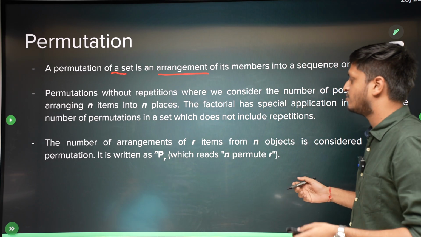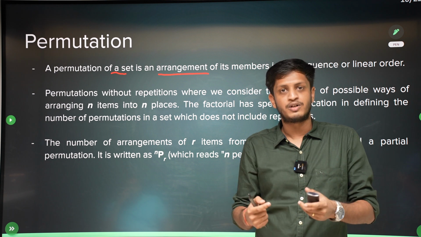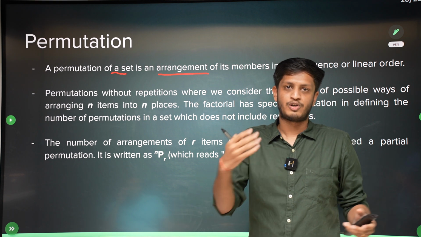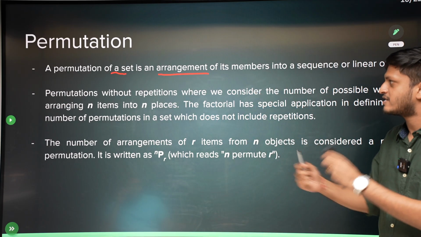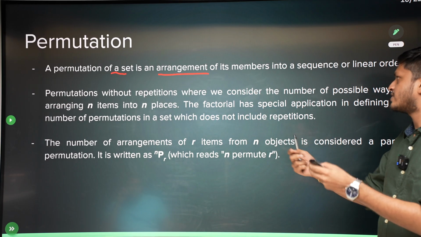So by definition, if you want to permute n objects in n places, we already know the number of ways, it is n factorial, right? So permutation is just arranging the members of a set into a sequence.